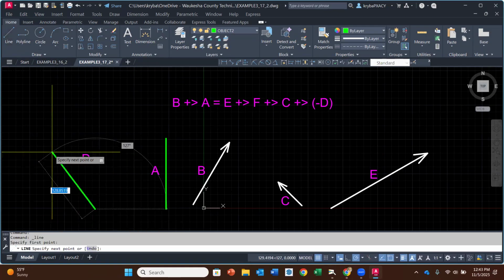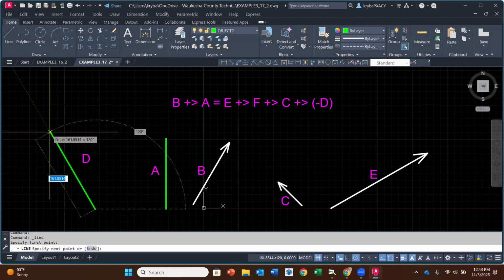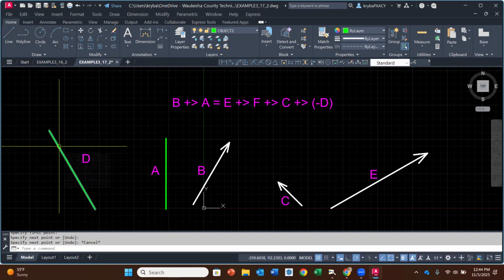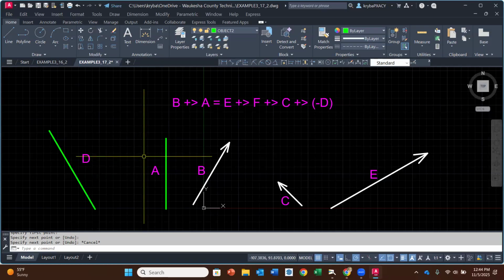So I need this to be 120, not 130. Right? 180 minus 60 is 120, not 130. I put mine at 130. Okay. All set? Okay. All right.